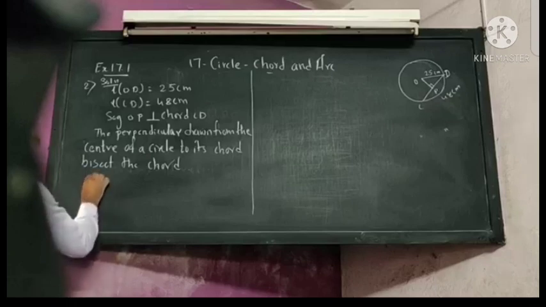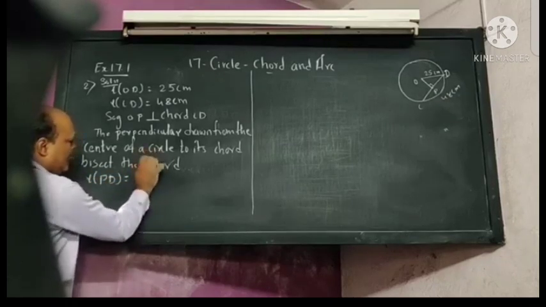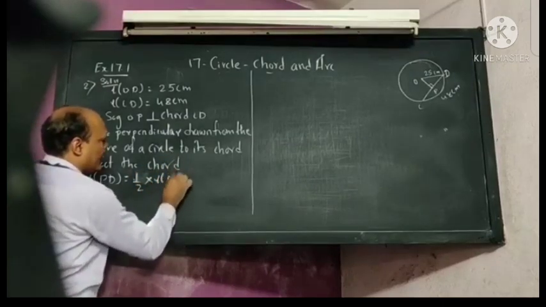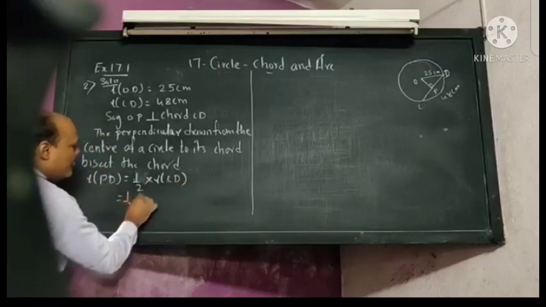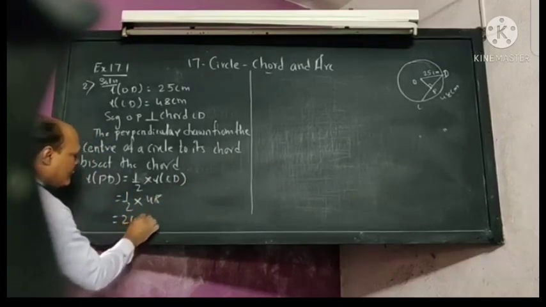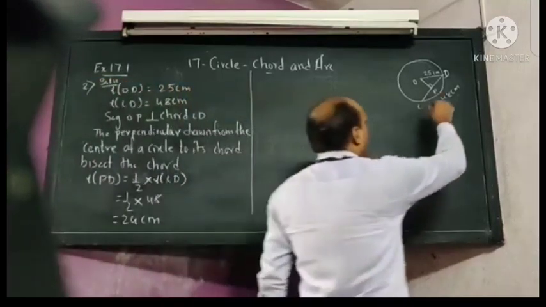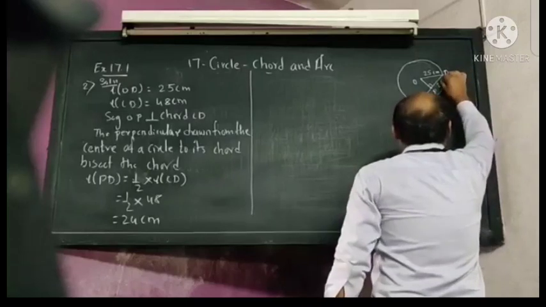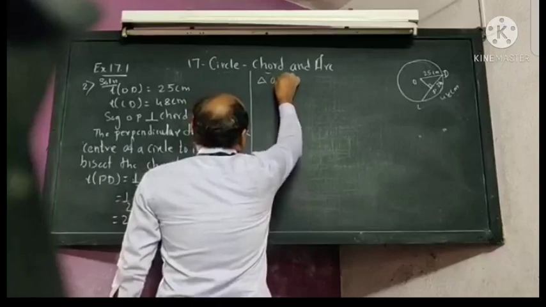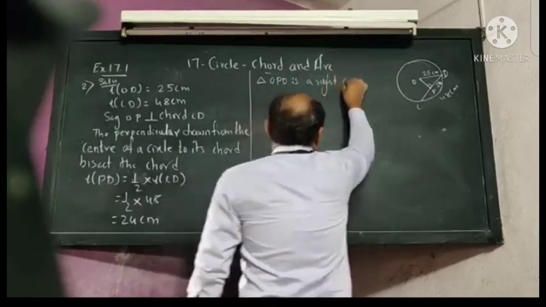That means the length of PD is equal to half of the length of CD. The length of CD is given as 48 centimeters, and half of 48 is 24 centimeters. The length of PD is 24 centimeters. Now this triangle OPD is a right angle triangle.